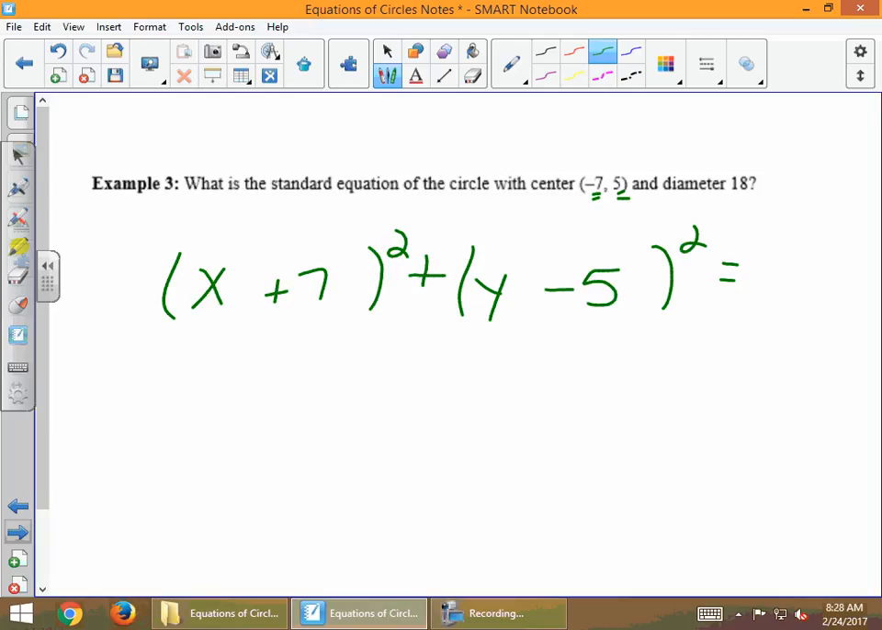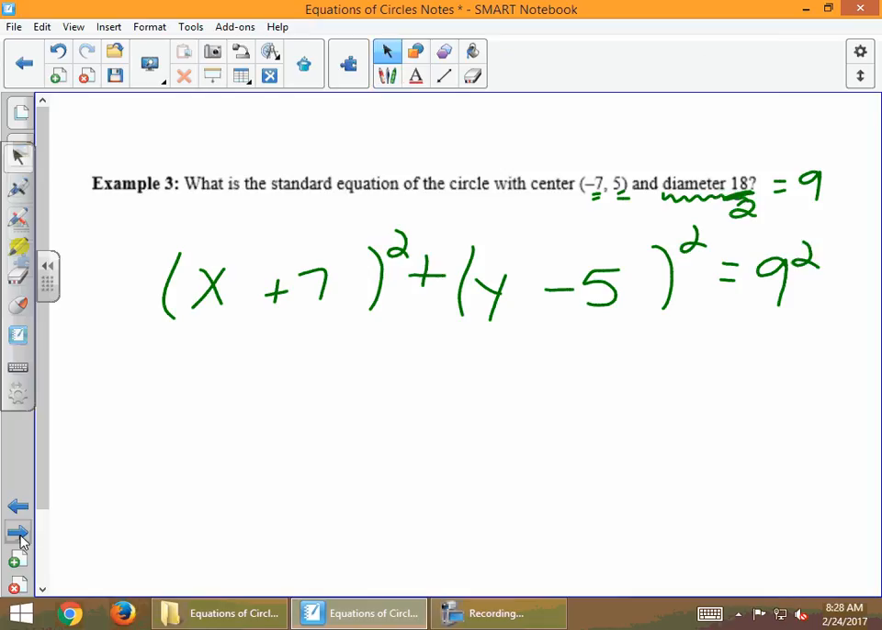And then all you have to do, you have to be super careful. It's tempting to say 18 squared, but it gave us the diameter. So when it says diameter, remember that's double the radius. So you just have to divide it by 2. Our radius is 9. And 9, you can plug in 9 squared. Not 18 squared, because that's the diameter. Gotta cut that in half.